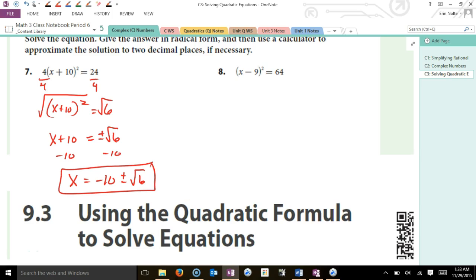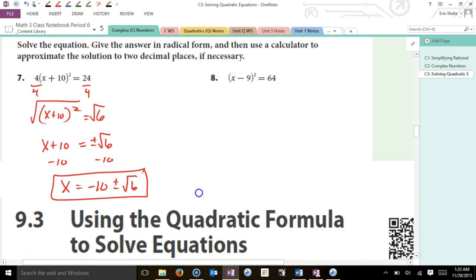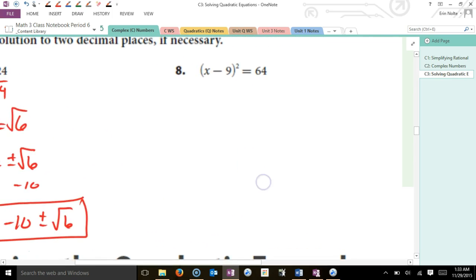Okay, what about question number 8? How would I solve that one? Good. I start by square rooting this one. So I'm going to take the square root. So that gives me x minus 9. So what's the square root of 64? 8. So what do I need to add on to it? Plus or minus. So really there's 2 numbers there. What's my last step?